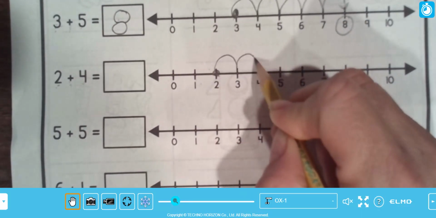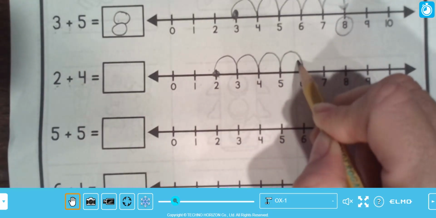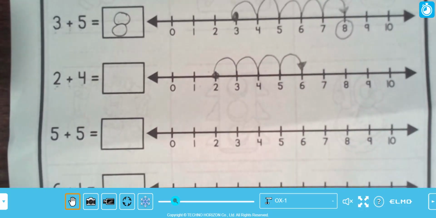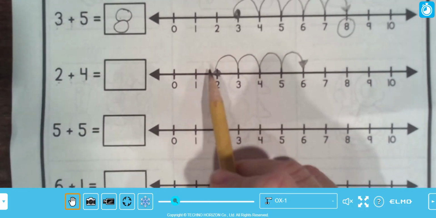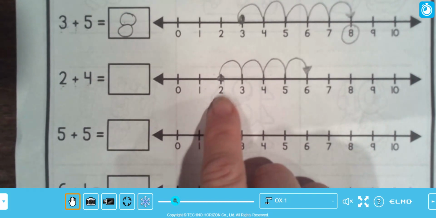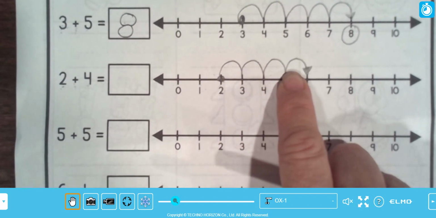1, 2, 3, 4. And I'm going to make the arrow. Go ahead and do that. Make your 4 bumps. Start at 2 and make your 4 bumps this way. Okay, and I'm going to count my bumps to make sure I did it right. 1, 2, 3, 4. Yes, I have 4 bumps.